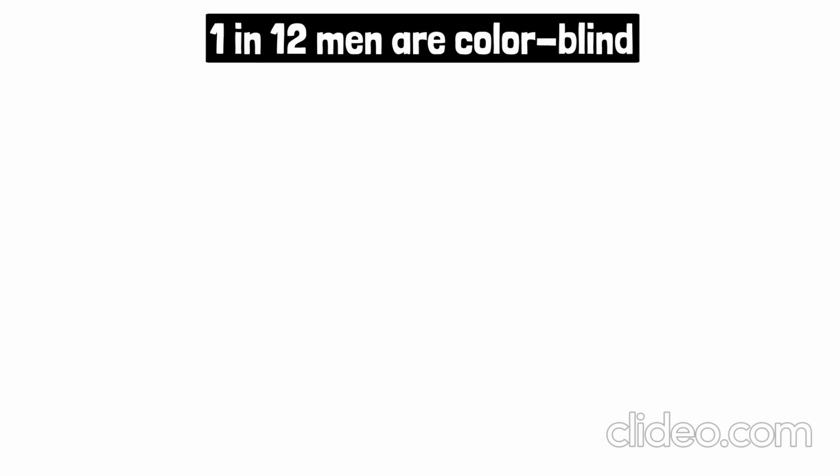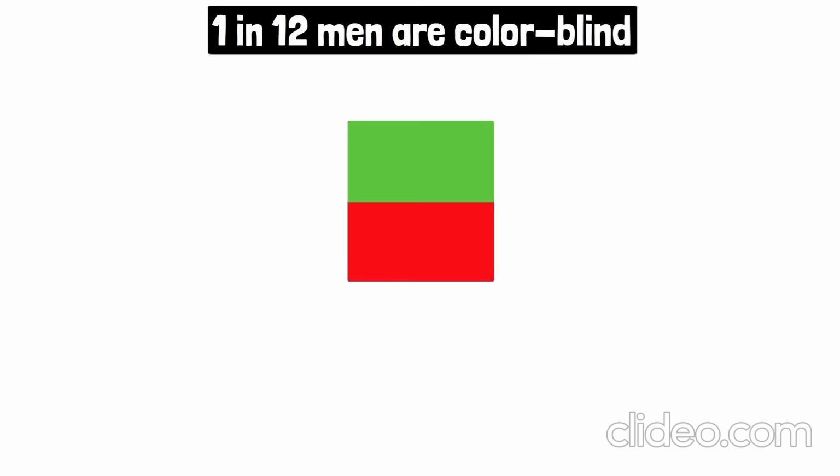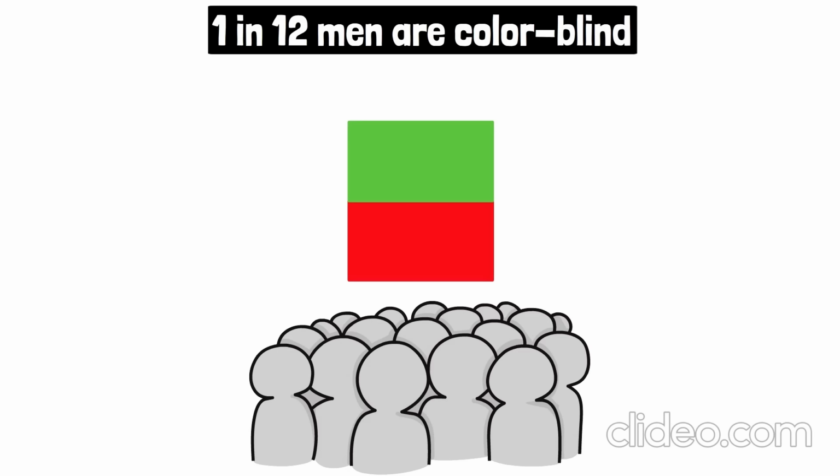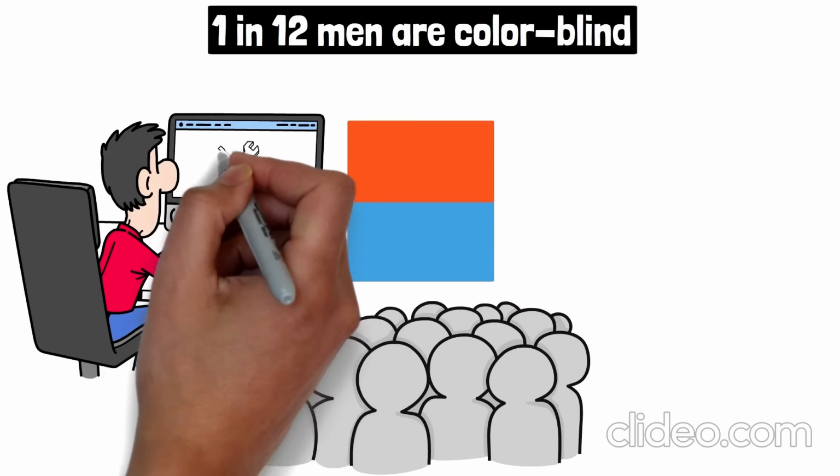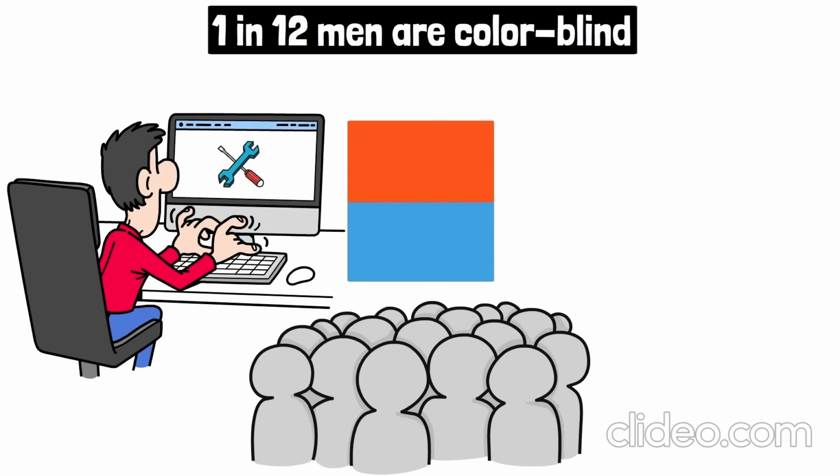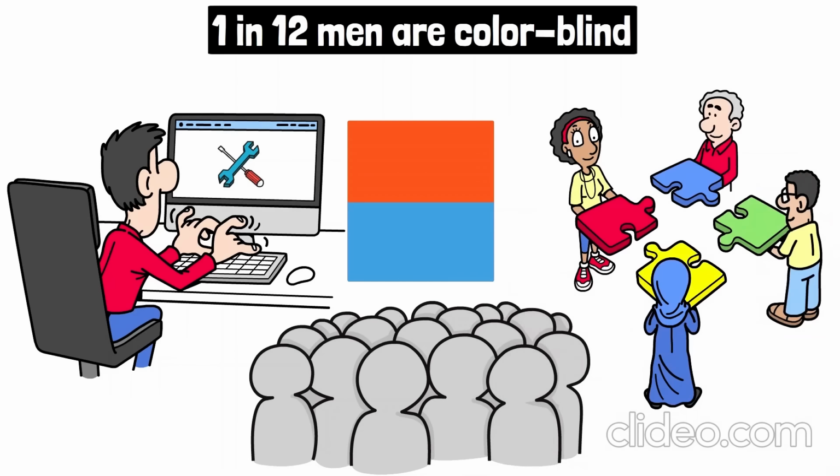Did you know that about 1 in 12 men are colorblind? If you use red and green to show good and bad, some of your audience won't see the difference. Use palettes that are designed for accessibility. Many tools have built-in colorblind-friendly options. It's a small change that makes your work inclusive.